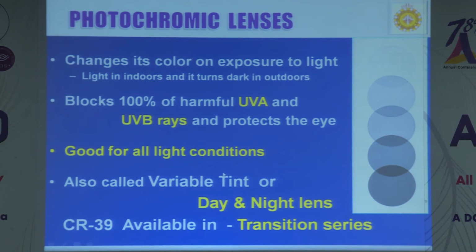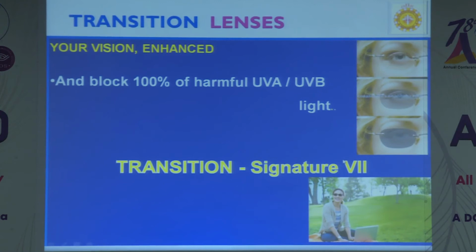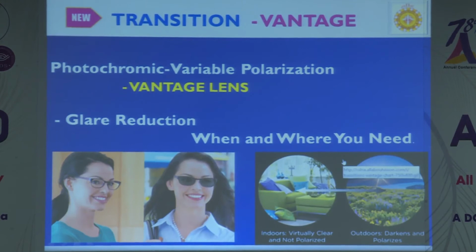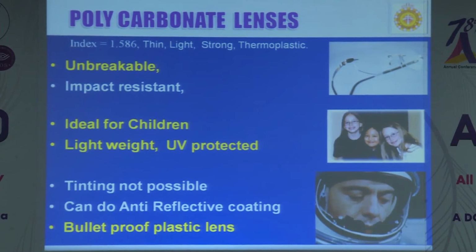Previously it was called day and night lenses, especially for ordinary glasses. Now it is called the Transitions series of lenses, so day and night. If you go for polycarbonate or plastic, it is called the Transitions series of lenses. In the market, the most famous brands are Signature 7 or Transitions Vantage. These are the brands available in the market. Polycarbonate lens is unbreakable. It is a bulletproof plastic lens. It is lightweight and a UV protector. So it is an ideal lens for children.